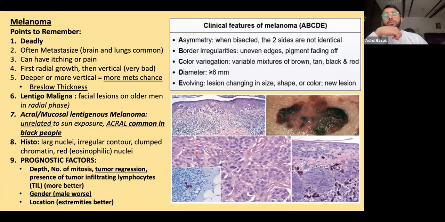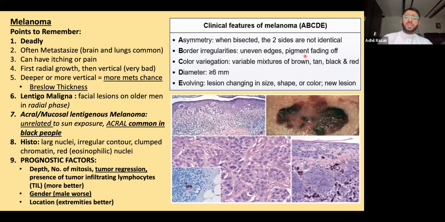All right. So for melanoma, you can identify it by A, B, C, D, E. This is a very, very good abbreviation, honestly. It kind of summarizes melanoma for you. The lesions are asymmetric, as you can see in the picture right here. They're asymmetric. There's irregularities in the border and uneven edges.